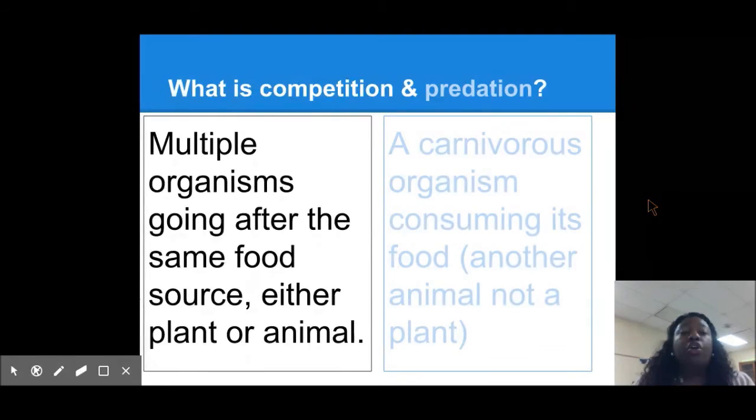Okay, so remember, science is all common sense. So the common sense definition of competition, remember, is multiple organisms going after the same food source, either a plant or an animal. Predation is a carnivorous organism consuming its food, another animal, but not another plant.